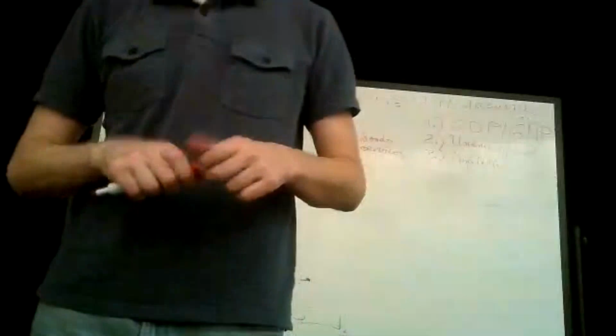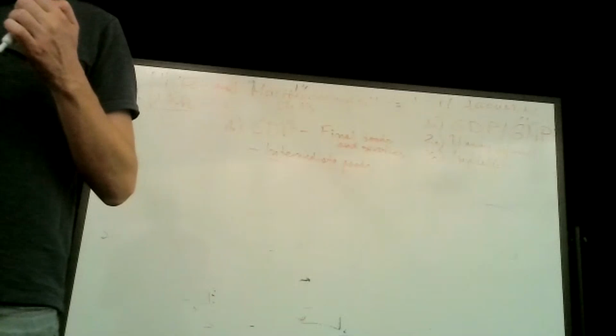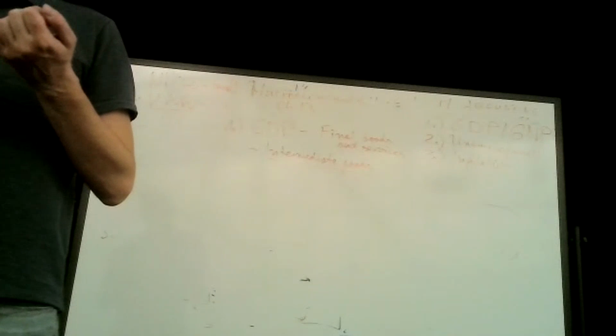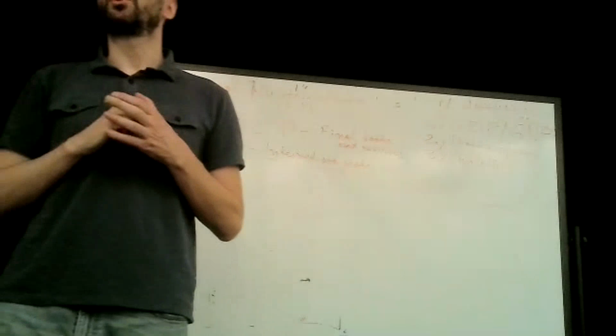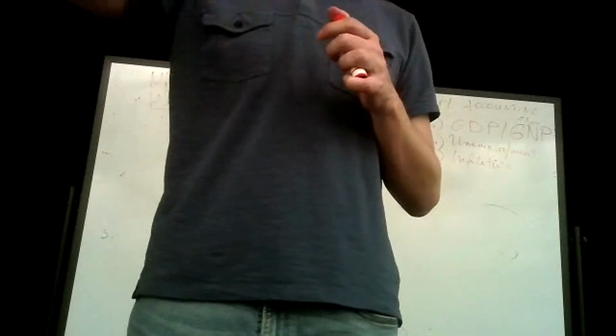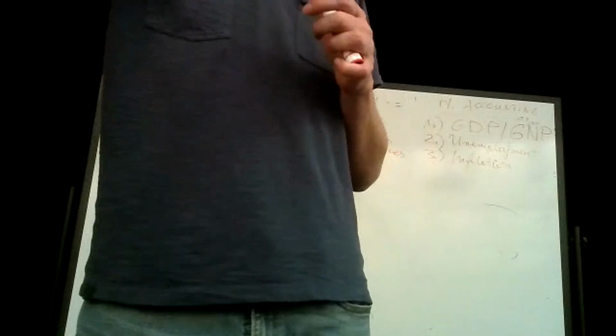Any ideas? Why? Taking into account both the citizens in the U.S. and citizens outside the U.S. GDP is just citizens. No. GNP includes American citizens in the United States, but excludes the foreigners who live in the United States, and then adds to that American citizens who live abroad.